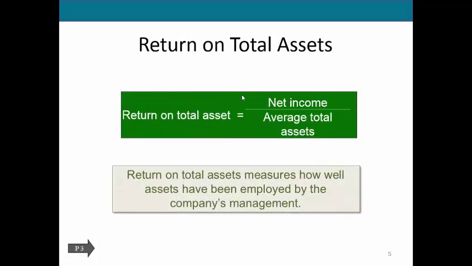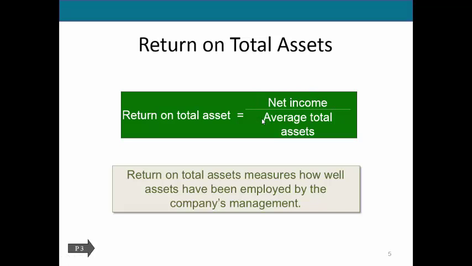Return on total assets. Rather than just looking at some of the ratios we were looking at before, where we were looking at total asset turnover, in those previous ratios we were looking at what sales we were making with the assets that we have. Now we're going to take it one step further. Rather than simply looking at our revenue, we're going to look at what income we are actually making from our assets. So we calculate that by taking our net income and dividing by our average total assets.